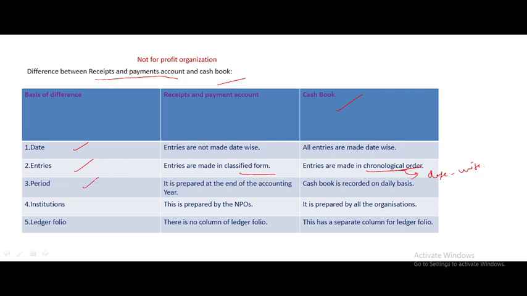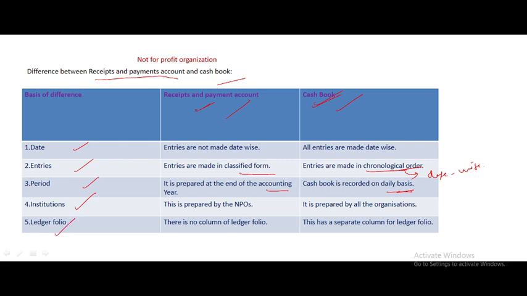Third difference, on the basis of period. Receipts and payment account is a part of financial statement, so it is prepared at the end of accounting year. And cash book is a part of journal or daily transactions, so it is recorded on daily basis. Now, on the basis of institutions, receipts and payment account is prepared by not-for-profit organizations, but cash book is prepared by all the organizations, whether profit earning or not-for-profit.